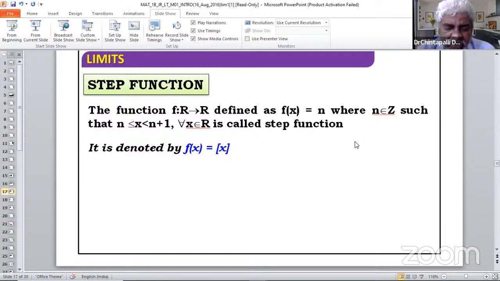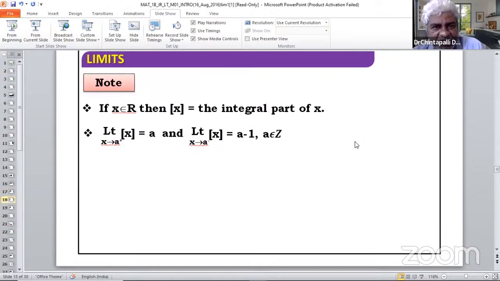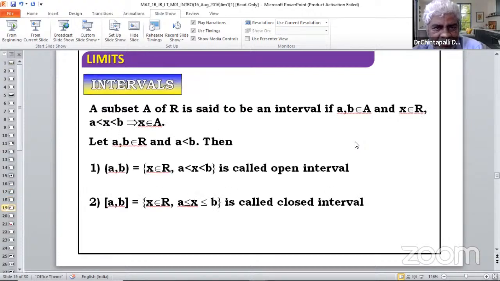Anyhow, it's the definition of step function intervals.